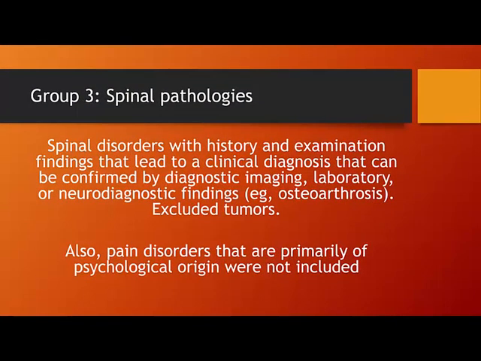And Group 3, spinal pathologies, which were defined as spinal disorders with history and examination findings that lead to a clinical diagnosis that can be confirmed by diagnostic imaging, laboratory, or neurodiagnostic findings, such as osteoarthrosis. But the researchers excluded tumors and pain disorders that are primarily of psychological origin.